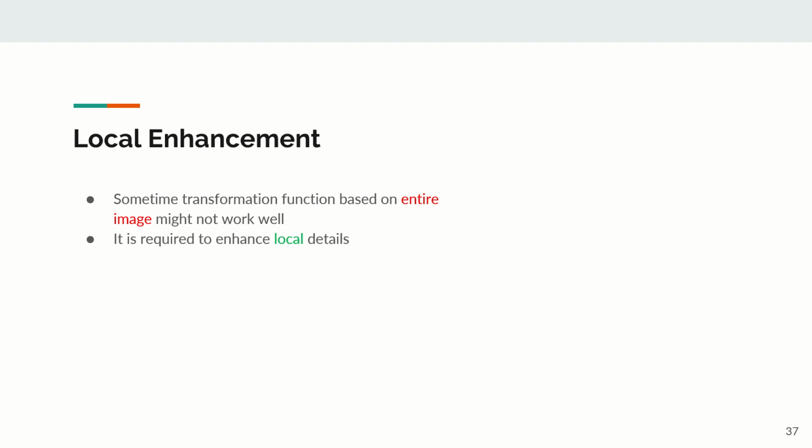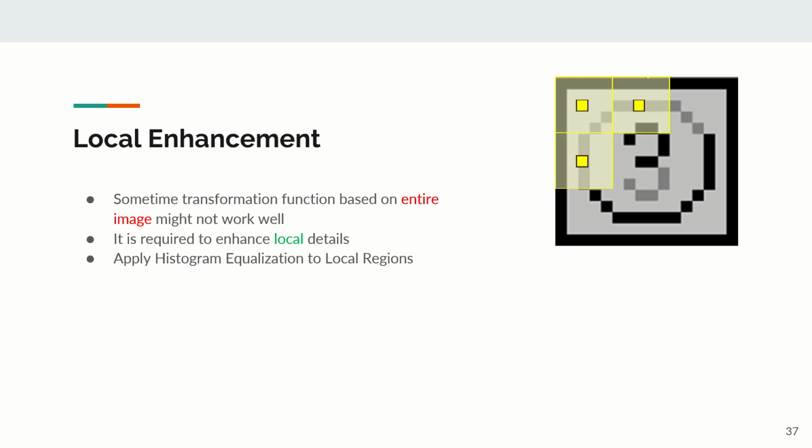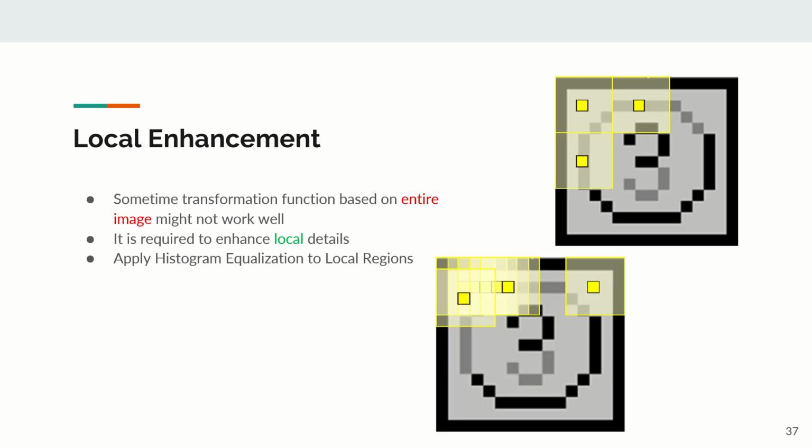The operation we discussed so far applies a transformation function based on the entire content of an image. Sometimes it is necessary to enhance the details or small areas of an image. The histogram processing techniques are easily adaptable to local enhancements. We apply the operation in small regions. It's not compulsory that the regions don't overlap. We may apply the operation on overlapping regions as well.